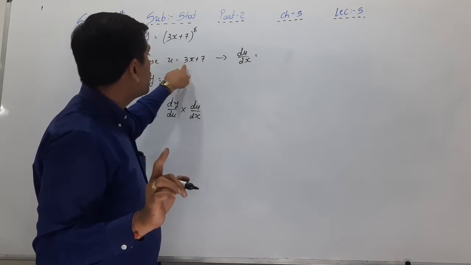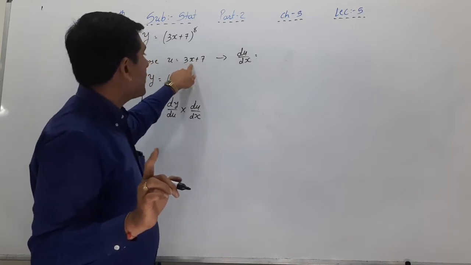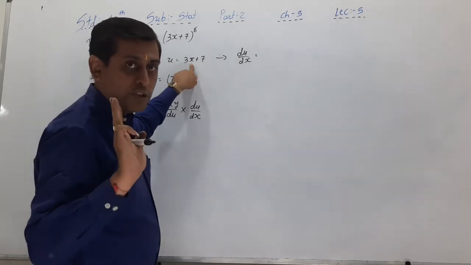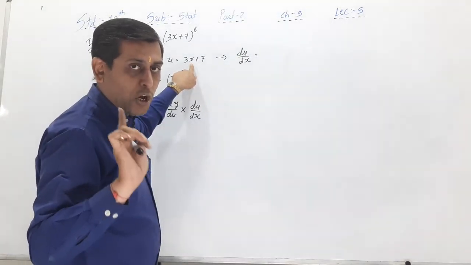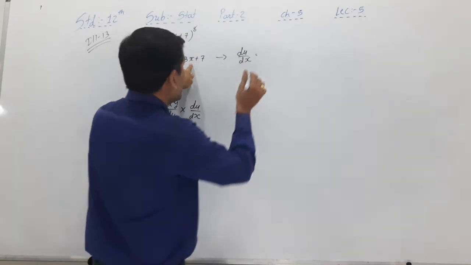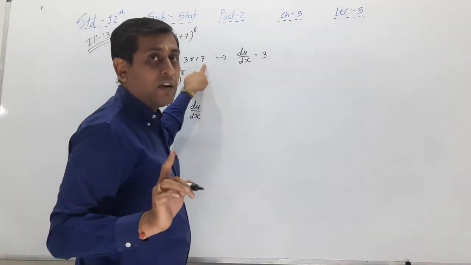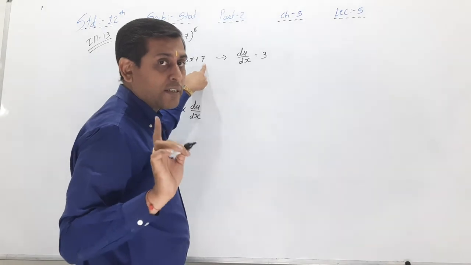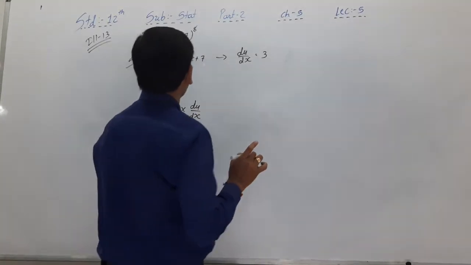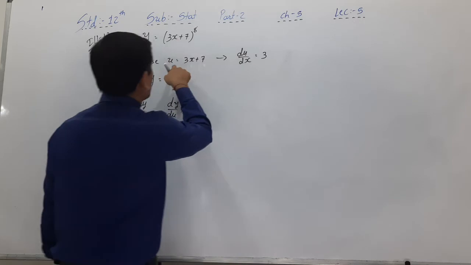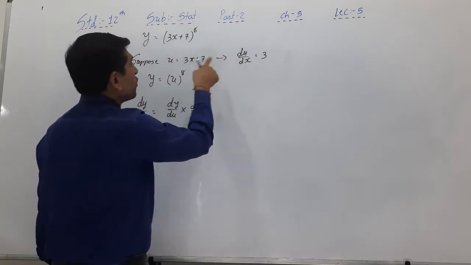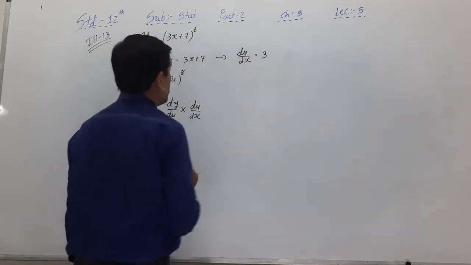What is that? 3x plus 7. 3x, what is the differentiation of 3x? That is 3, because differentiation of x is 1. That's why here 3. Then 7, constant 7. So what is the differentiation of constant 7? 0. So we don't have to write that. So here differentiation of u with respect to x is 3.